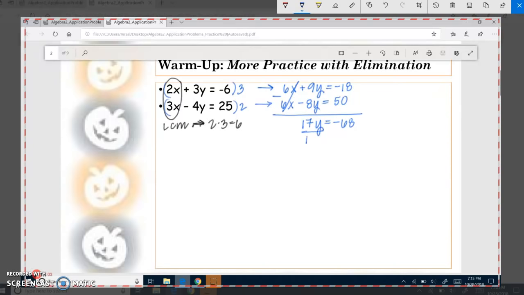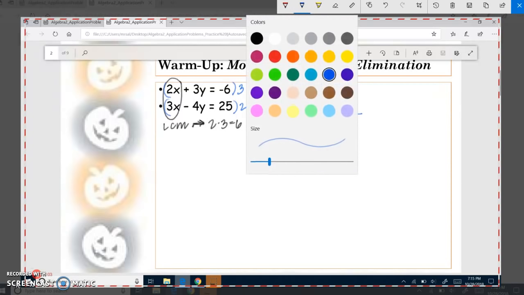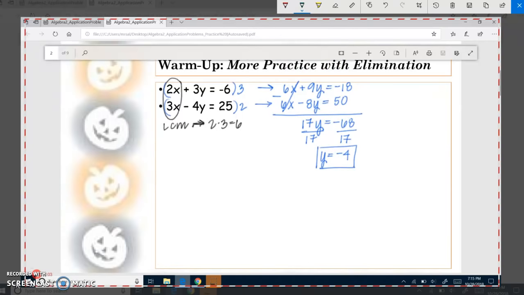Then to solve for y, we're going to divide both sides by 17. And if we are dividing negative 68 by 17, we'll end up with a y value that's equal to negative 4. So that's perfect. We solved for our y term. Then we just want to go back and take that information to solve for x. Once you have your y value, you can either go back to one of your original equations, or you can use one of your modified equations. It doesn't matter whether you use equation number 1 or equation number 2. Either way, you'll get the correct answer.